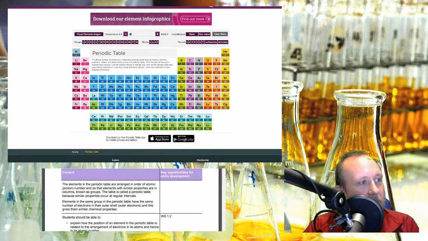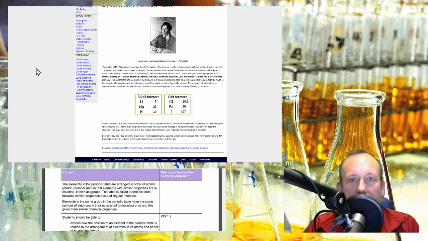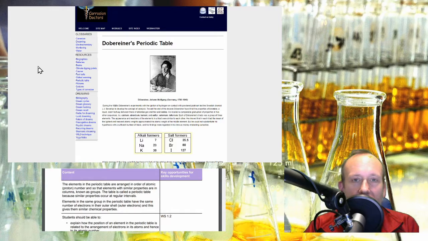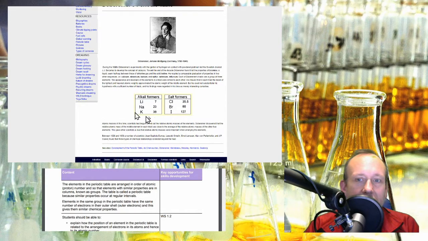So, scientists tried to explain the similar properties and chemical reactions of some elements with the idea that if you have three elements such as lithium, sodium, and potassium, they fit into the same group. A scientist called Dobereiner came up with triads, or groups of three. On the website corrosiondoctors.org, you can see some of Dobereiner's triads. This explains some groupings, but not all.